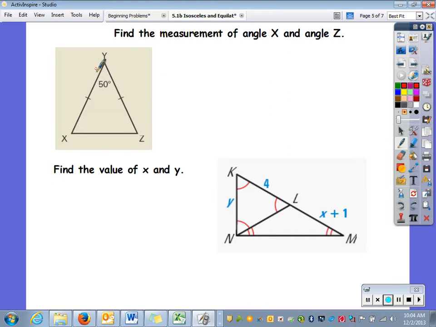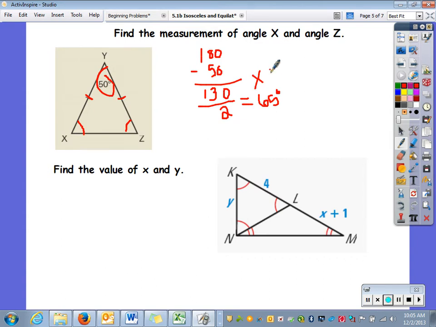So here we have 50 degrees. Well, you know there's 180 degrees in a triangle, right? And notice you have two sides the same, which makes these two the same measure. Well, I already took up 50 degrees of the 180, so I can subtract 50, which gives me 130. Well then, if these two are the same, I can divide that by 2. Well, 130 divided by 2 is 65. So both X and Z are 65 degrees.